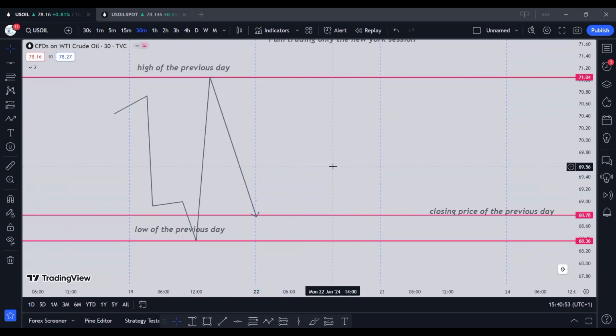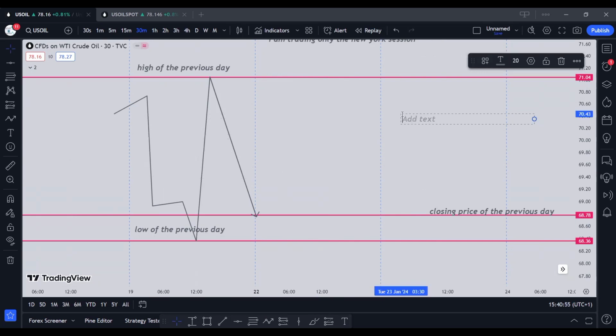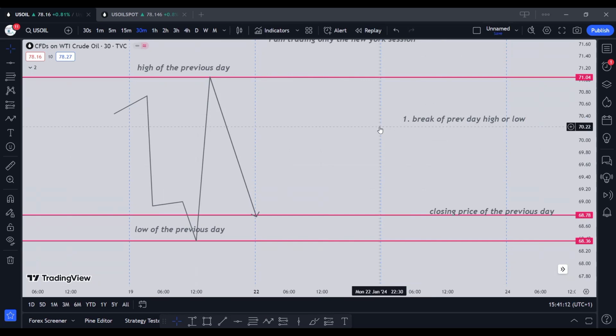So the most important thing, number one: break of the previous day's high. Without this one, do not look for any entry. I will show you the difference in the trades I took just yesterday on Friday. That will be our examples. I'll show you some examples on US oil, and that will be it.